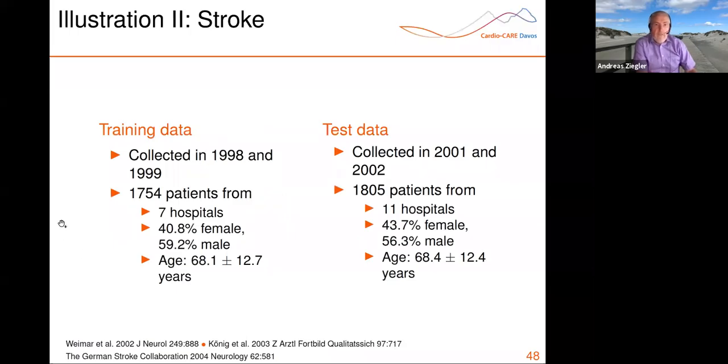The training data were collected in 1998 and 1999, roughly 1,750 patients from 7 hospitals. The test data, or the validation data, were collected in 2001 and 2002, involving roughly 1,800 patients from 11 hospitals. When you look at the difference of the sexes, they are very similar. The age distribution is similar as well. So the Elkan approach should be working here, and overall I would call this a very smooth data set for training the complete restitution data.